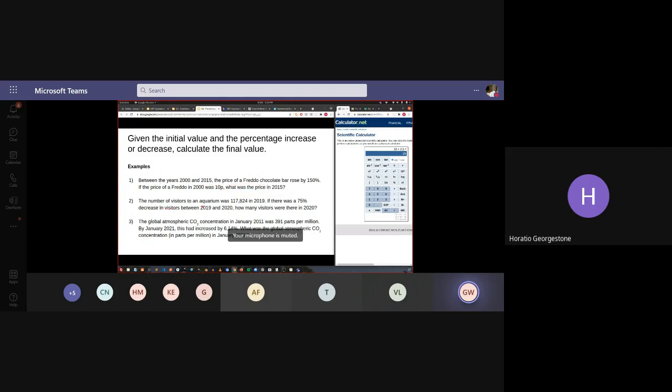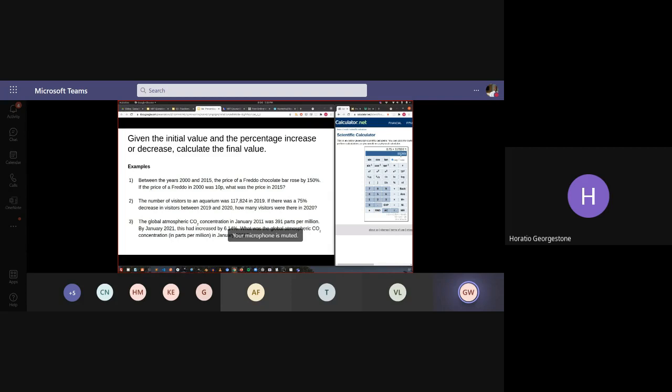The number of visitors to an aquarium was 117,824 in 2019. If there was a 75% decrease in visitors between 2019 and 2020, how many visitors were there in 2020? So again, we just work out what is this decrease as an actual amount of the initial, and then in this case take it away from the initial amount because it's a decrease. Okay, so we want to find 75% of this amount, and I showed you earlier lots of different ways that you could find 75%. You could divide it by 3 and times it by 4, for example. We'll just use this method.